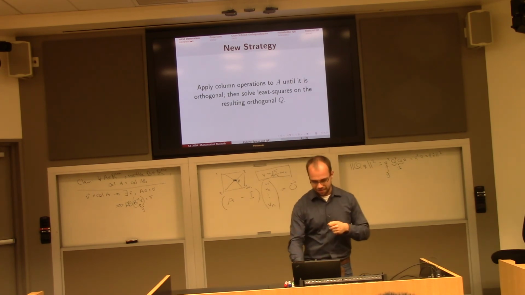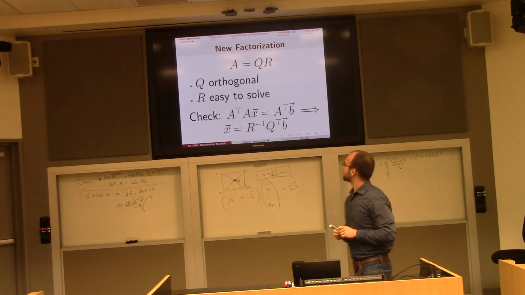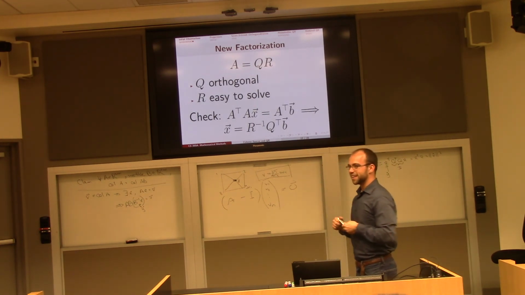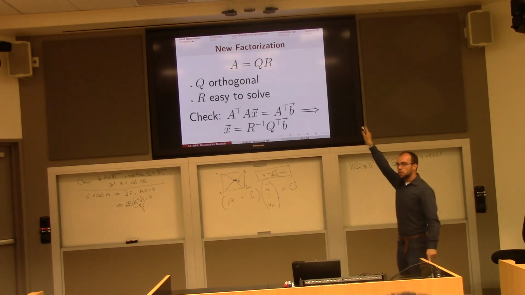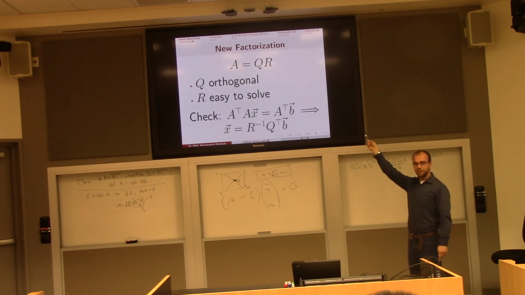All right. And in the end, I'm going to jump to the end of the story and then we're going to fill in all the steps in between. We'll obtain a factorization A equals QR now, where Q is going to be orthogonal. Remember, that's what we wanted. And R is going to be something easy to solve.